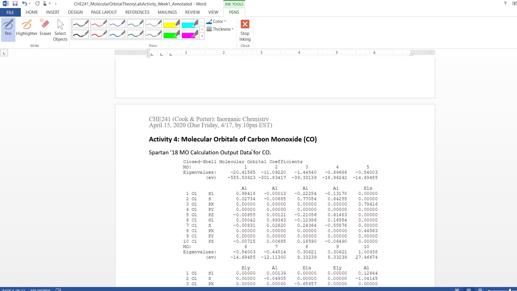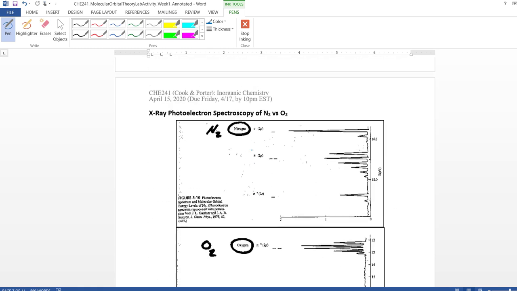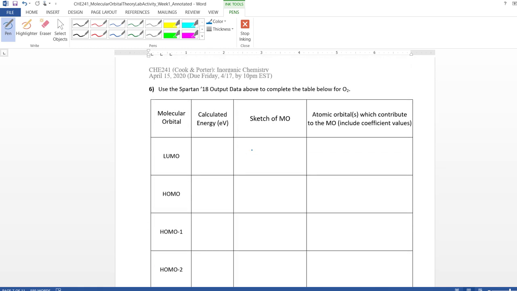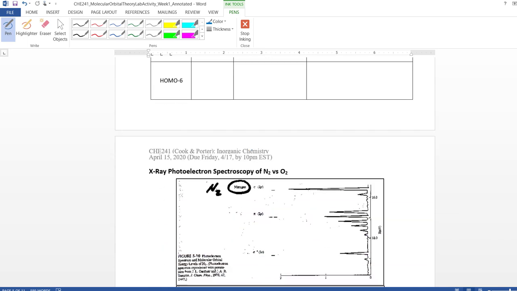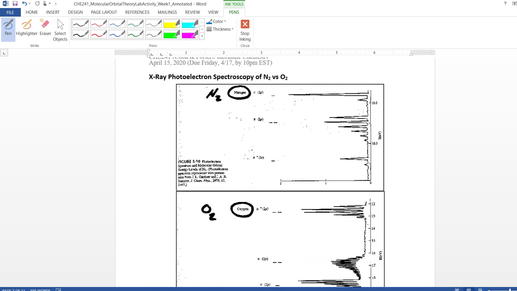Both carbon monoxide and all these diatomics are kind of done the same way. I'll give you a little hint for carbon monoxide, but first I want to talk a little bit about why we should have any kind of belief that these are useful calculations. Remember we talked a little bit in nanotechnology about X-ray photoelectron spectroscopy. We talked about it in chemistry 111 when we dealt with atomic orbitals and why we should believe that there's evidence that supports them.